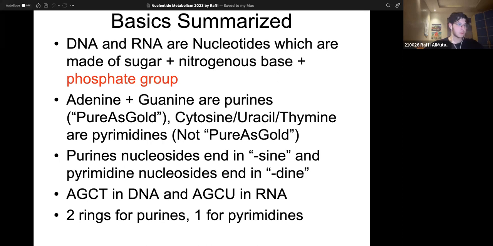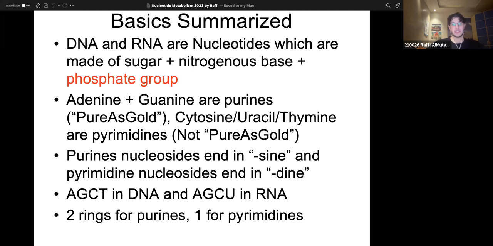So if you do want to go through the basics, this is a very good slide to cram, even in the notes. So DNA and RNA are nucleotides. And the good thing about this is that you get a better idea of why nucleotide metabolism is important, because we're talking about the making and breaking of DNA and RNA. So nucleotides themselves are composed of a sugar, a nitrogenous base, and a phosphate group. Now, the reason I have phosphate group in red is because nucleosides do not have a phosphate.